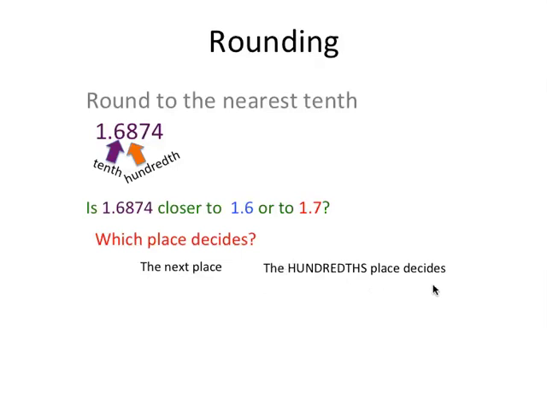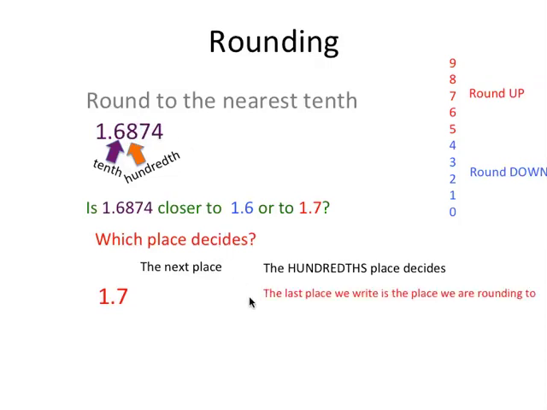The hundredths place decides. And we just have to ask ourselves, is it 5 or higher? And it is in this case. Remember, if it's 5 or higher, we're rounding up. If it's 4 or lower, we're rounding down. The 8 tells the 6 to round to a 7, and we chop off all the extra decimal places. It's very important that you remember that the last decimal place we write is the place to which we are rounding. We are rounding to the nearest 10th, so the last decimal place we write is the 10ths place. Let's try another one.